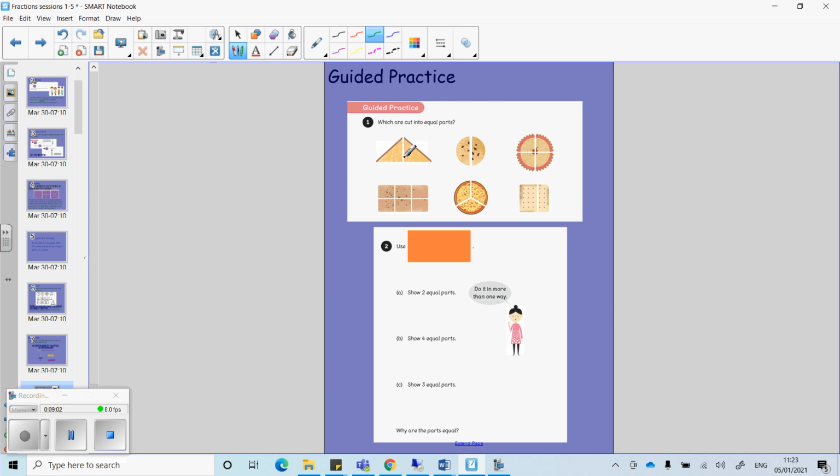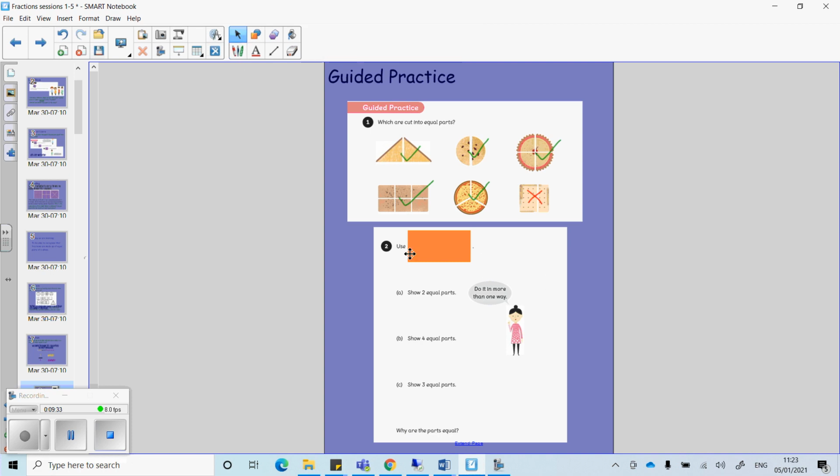Hopefully you've noticed this one is in equal parts. And so is our cookie. This one is in equal parts. This one is in equal parts. And so is this one. But not this one. So when we are thinking about fractions, we need to know that we are talking about equal parts.